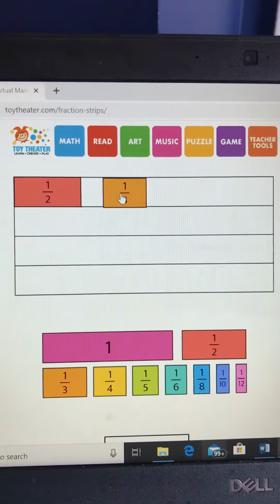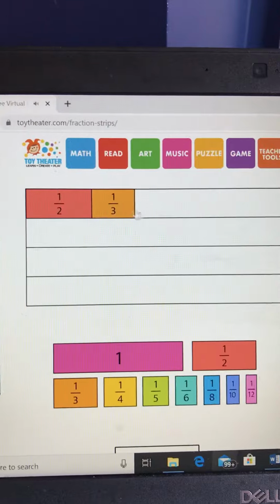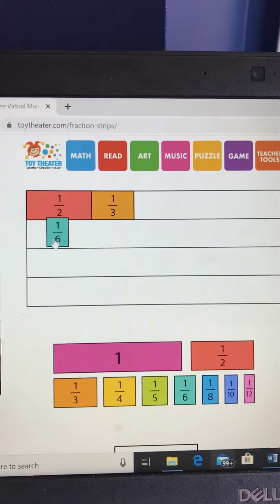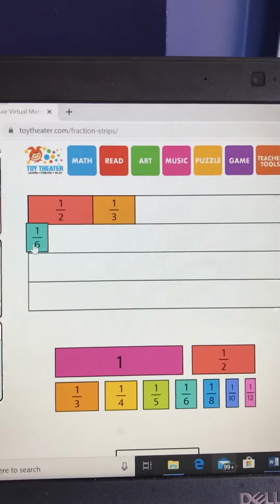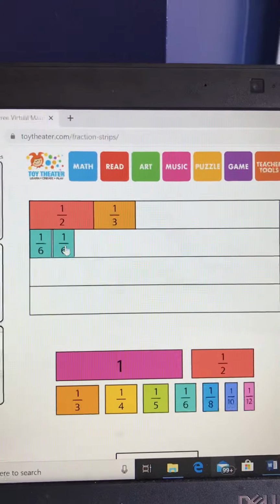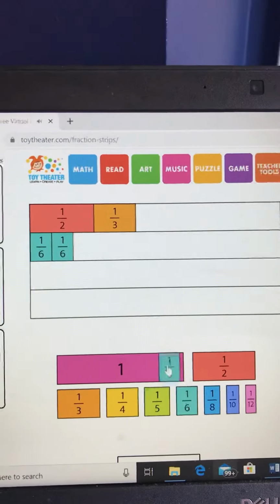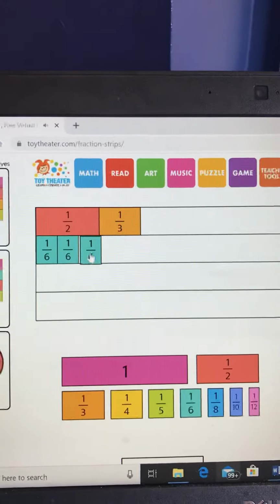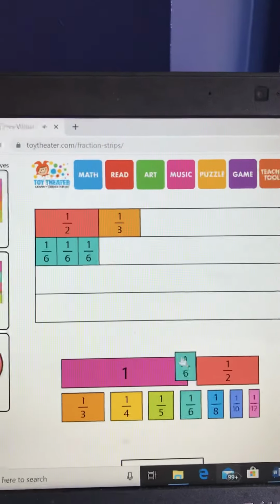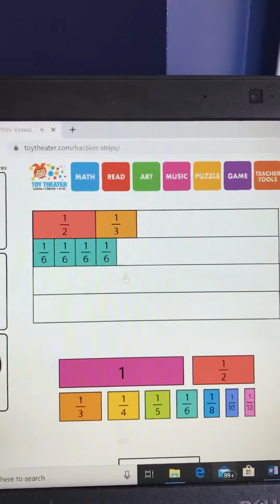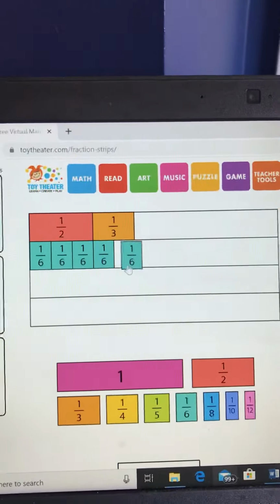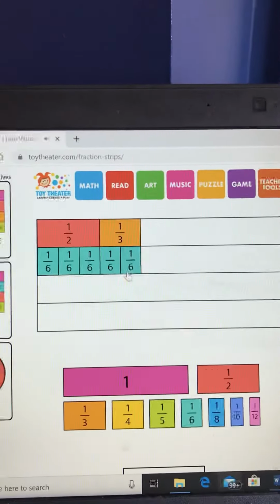Okay, so here's my nice colorful strips. And then what I would show is that I can drag this and I can find that a half is equivalent to 3/6 and a third is equivalent to 2/6. Therefore, the sum of these two fractions is 5/6.